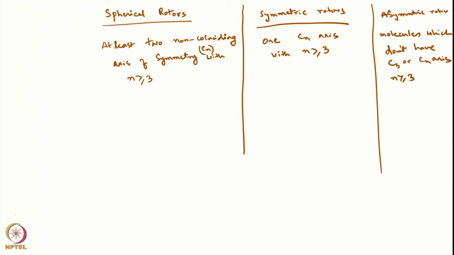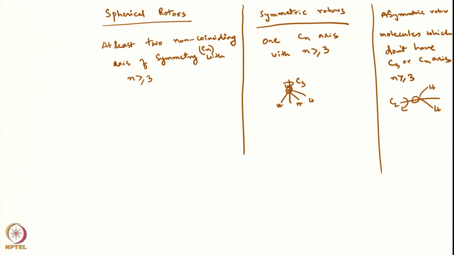Okay. Simplest thing that I can think of is, for example, if you take ammonia, we know there is a C3 axis, but if you take water, there is only a C2 axis. The maximum axis is C3 for ammonia, while that is C2 for water molecule. So water becomes an asymmetric rotor and ammonia becomes a symmetric rotor. And you can think of many other situations.